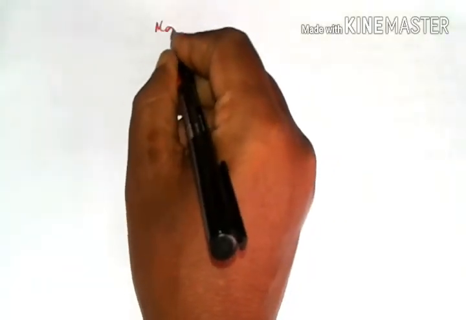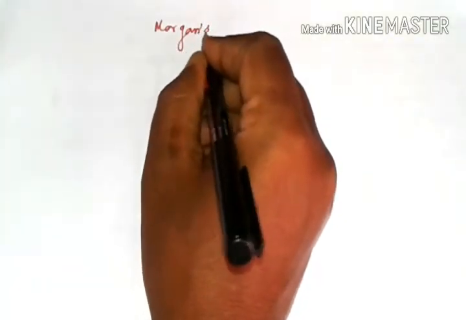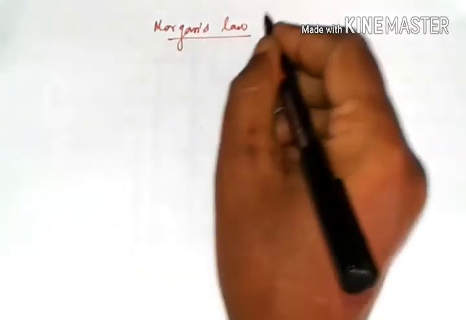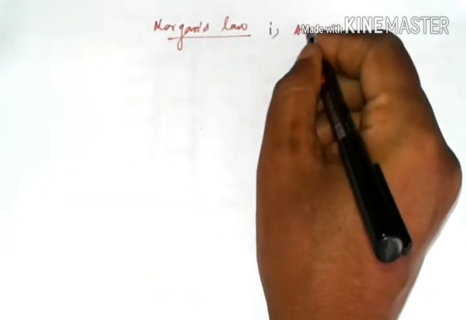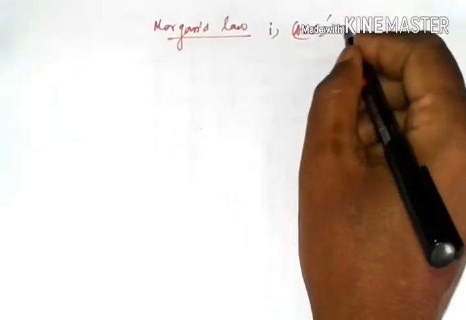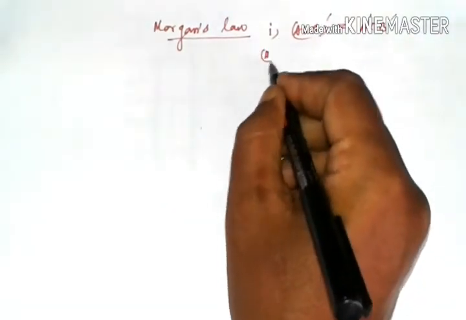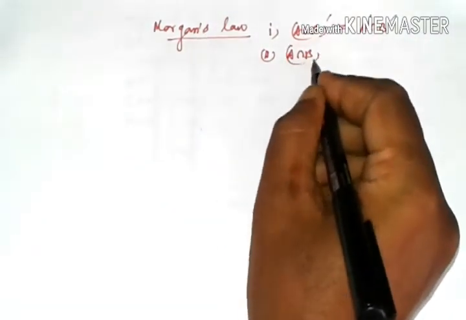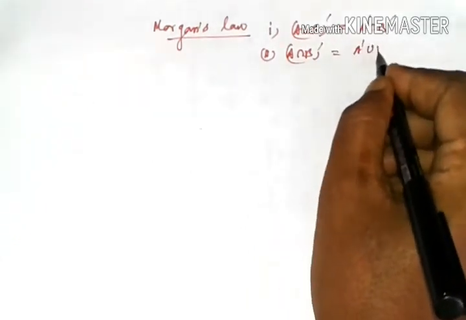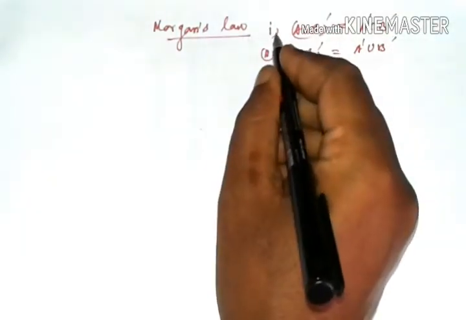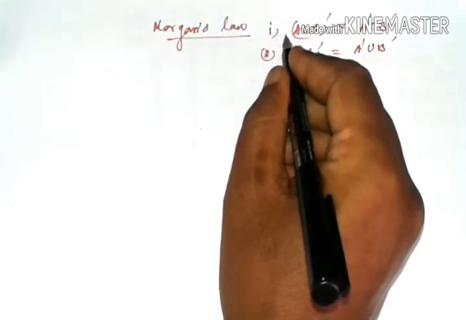Today I shall discuss about Morgan's law and how we can prove it. Now Morgan's law and its proof. Morgan's law. First, (A union B) dash equals A dash intersection B dash. Second, (A intersection B) dash is equal to A dash union B dash. At first we shall prove 1.